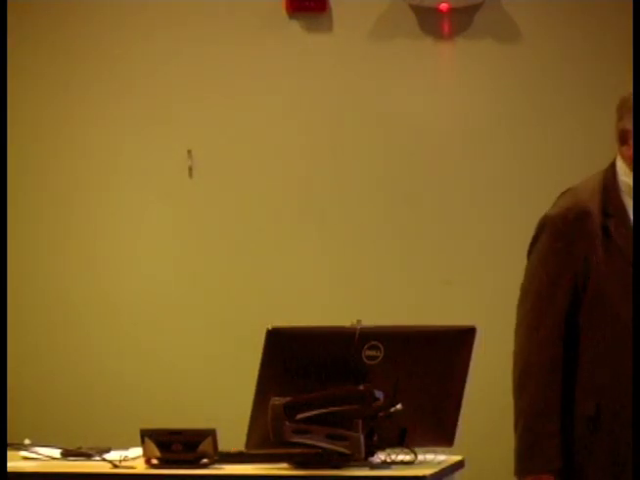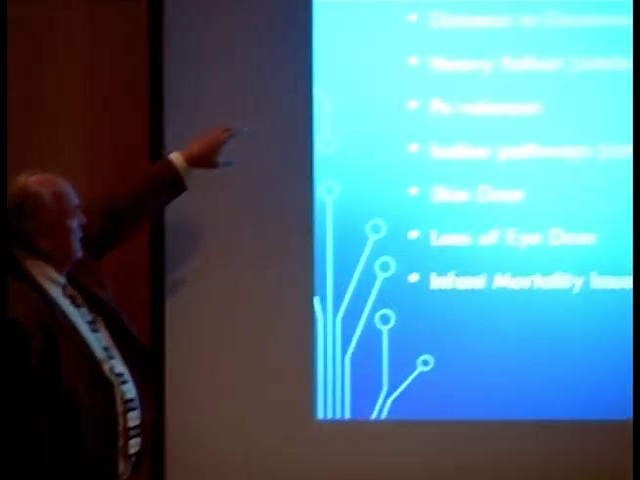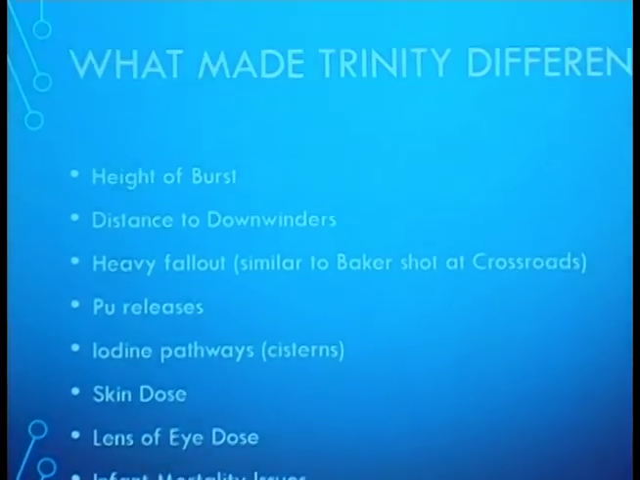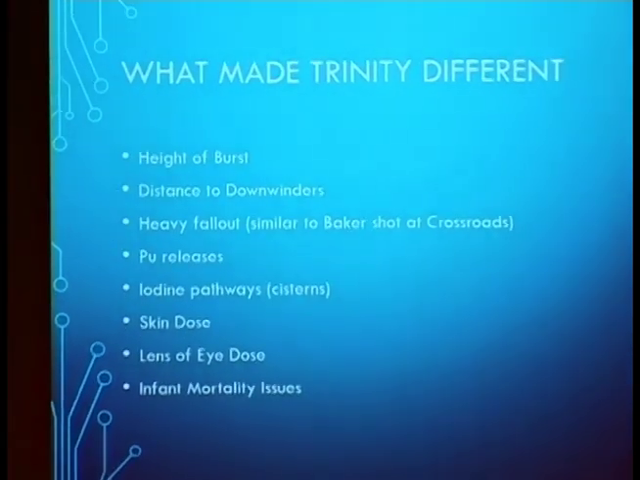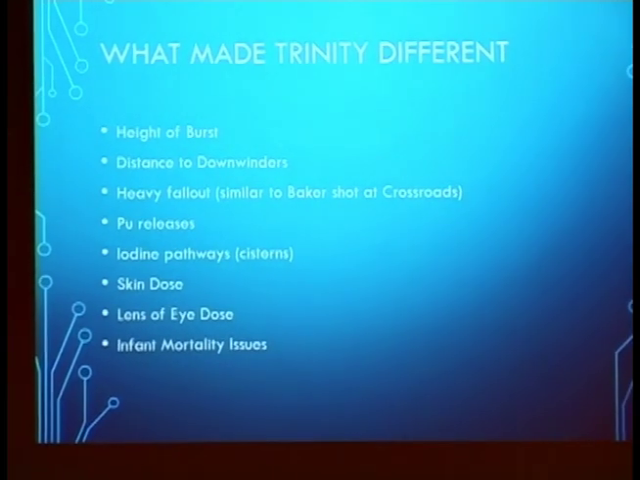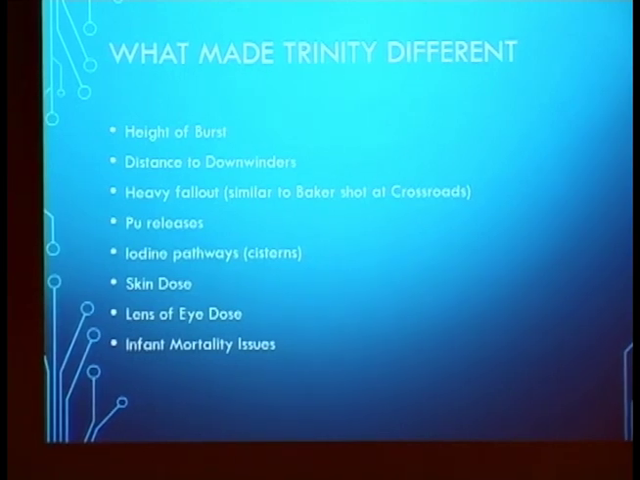But what made Trinity different from other tests like those in the Pacific and Nevada? One was the height of the burst. It was a 100-foot steel tower that it was placed on. A second thing was the distance to downwinders, where the downwinders in southern New Mexico were as close as 12 miles. And when they left the site, both Oppenheimer and Groves said, we can't do this again, we've got to get a bigger site. And that was part of the selection of the Nevada test site, where the downwind populations were more than 100 miles away.